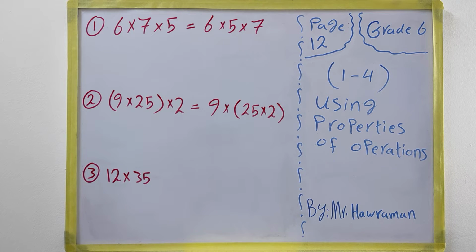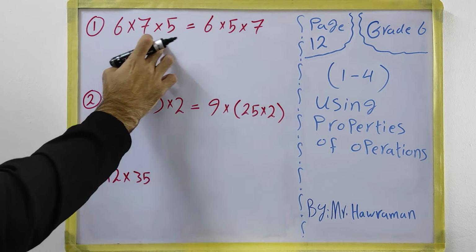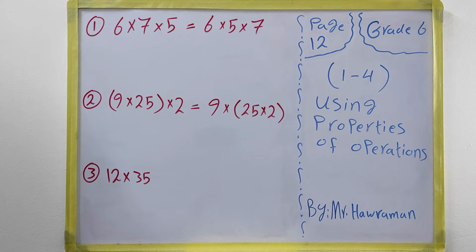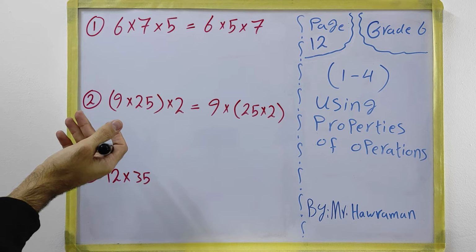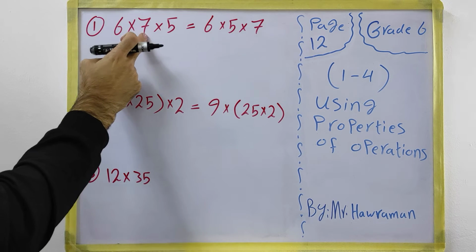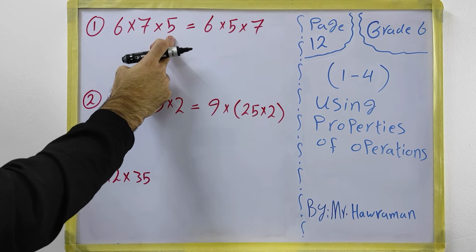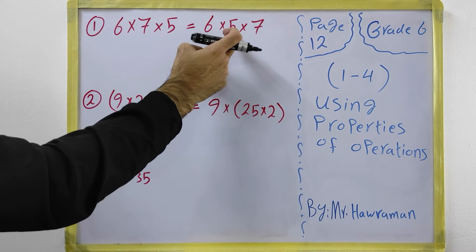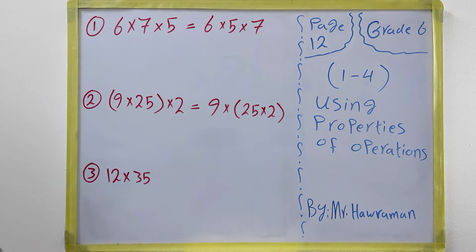The commutative property tells us if you have three numbers multiplied by each other, or two, it's possible to change the places. For example, we can say 6 multiply 7 multiplied by 5, or you can say 6 multiply 5 multiply 7. You can change the places whenever it's multiplication or addition. For these two, you can change the places.